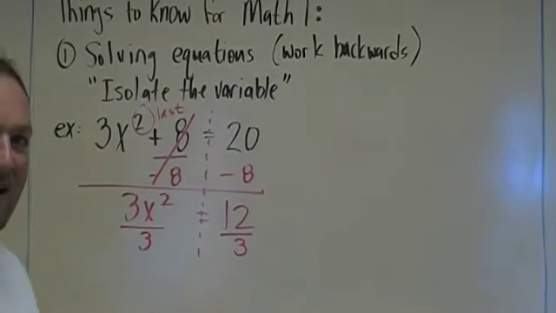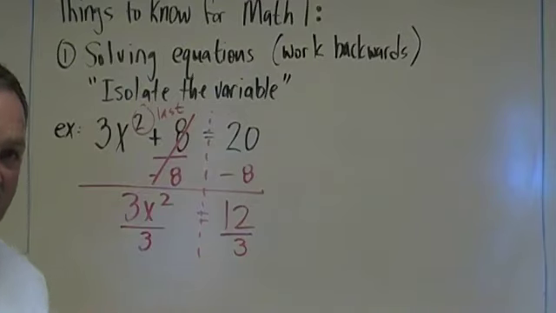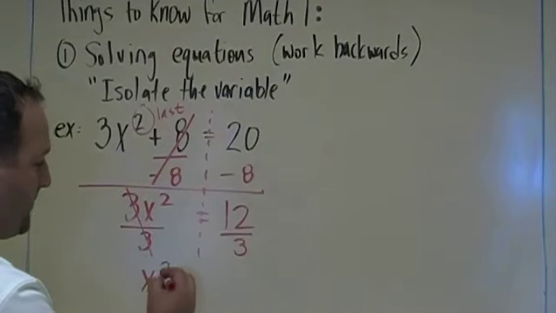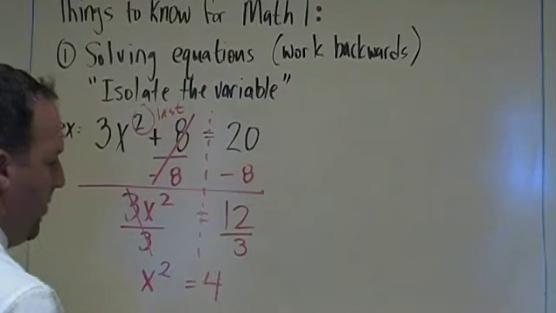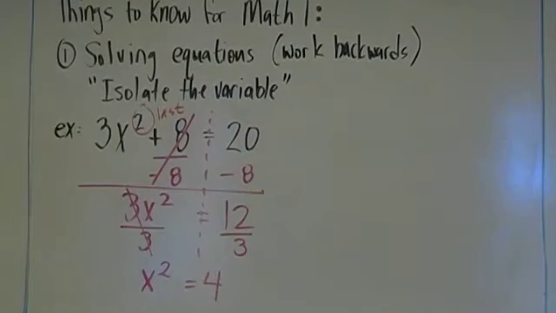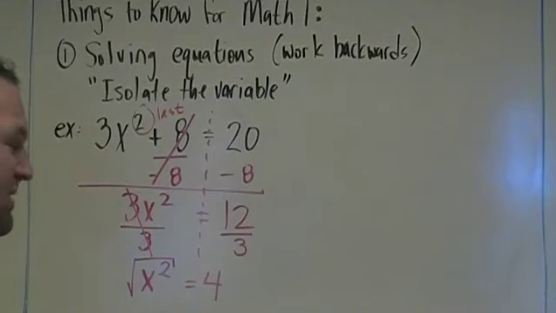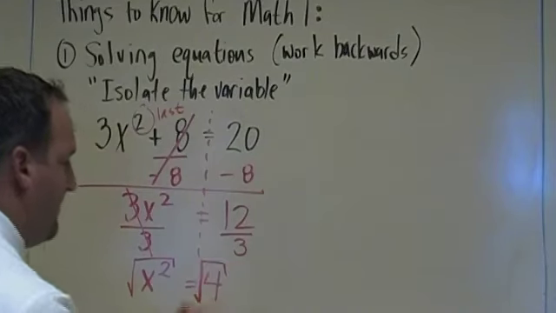Whatever you do to one side, you must do to the other side. Remember, the equal sign is what divides the two boundaries up. Whatever you do to one side, you must do to the other side to keep it equal. These cancel, you're left with x squared equals 4. Now, we finally got to the point where we get rid of the square. To get rid of a square, you take the square root. Whatever you do to one side, you must do to the other side.